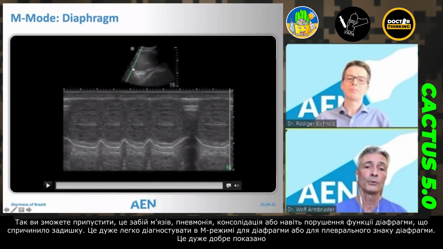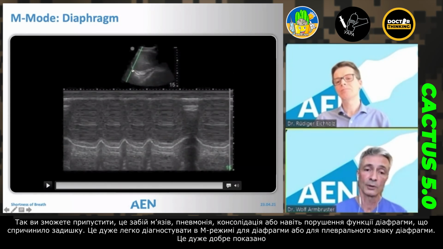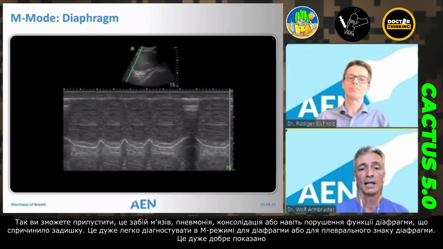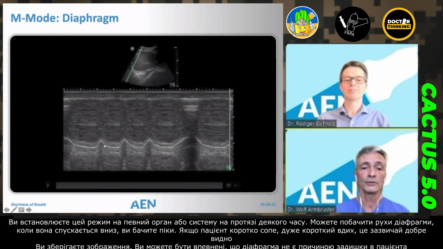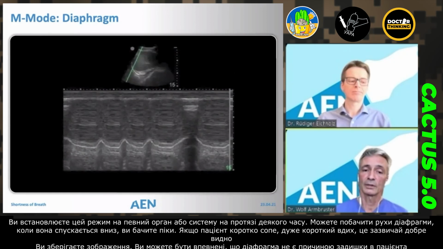And here with the M mode, through the diaphragm, or the pleural sign of the diaphragm, as Rüdiger showed, if you put it on an ordinate and a system running over the time, you see the movement of the diaphragm going abdominally. You have some peak on top. And if the patient just does a short sniff, so a very short inspiration, it is better shown most of the time in a picture than a weak normal breath. So you can image it really perfectly, and you save the picture, and you can assure that the diaphragm is not the reason for the shortness of breath in the patient.